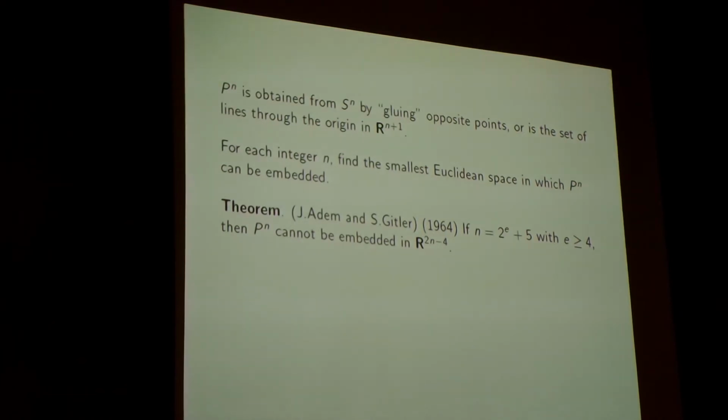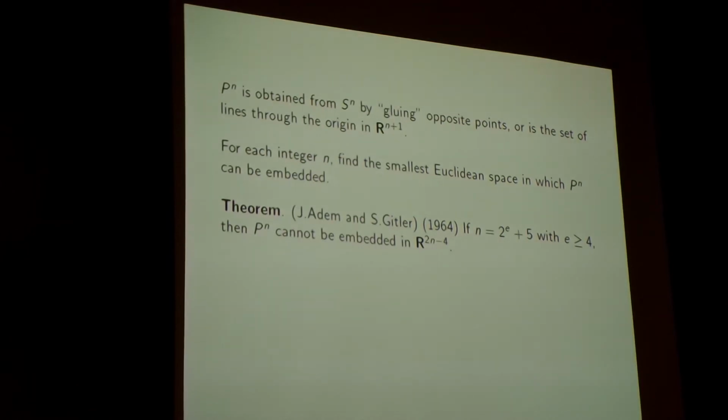So I put up here that it's J. Adem and S. Gitler because Jose's nephew, Alejandro, is a very distinguished mathematician, and Sam's son, Isidoro, is also a very distinguished mathematician. So I want you to know I'm talking about Sam and Jose here.